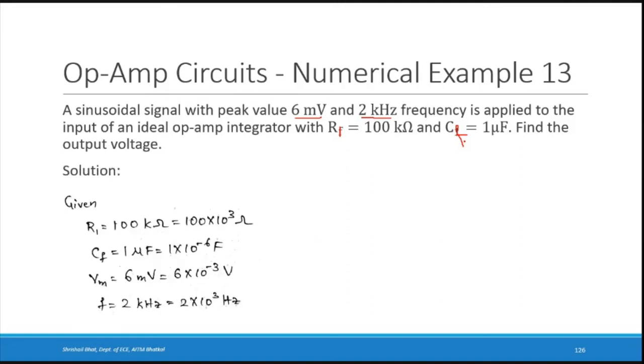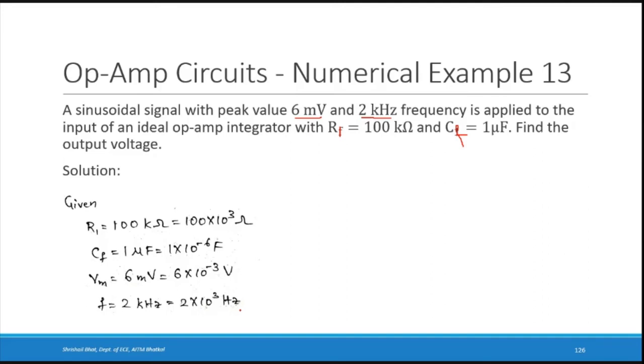First, write the given things. R1 is given as 100 kilo ohms, that is 100 into 10 raised to 3 ohms. CF is 1 microfarads, that is 1 into 10 raised to minus 6 farads. This is the peak value of input, so you can take it as Vm, that is 6 millivolts, that is 6 into 10 raised to minus 3 volts. F is 2 kilohertz, that is 2 into 10 raised to 3 hertz.